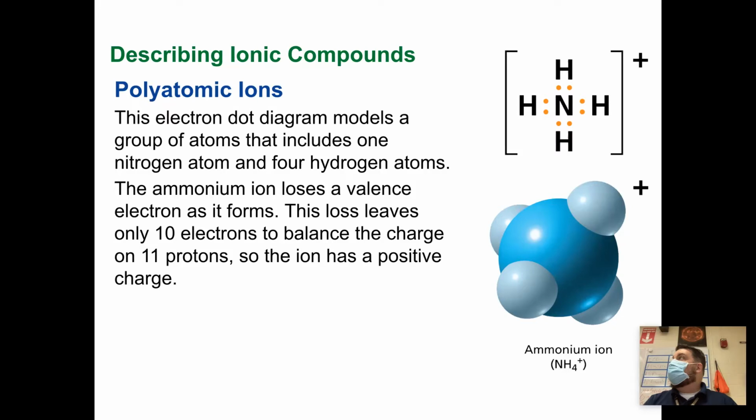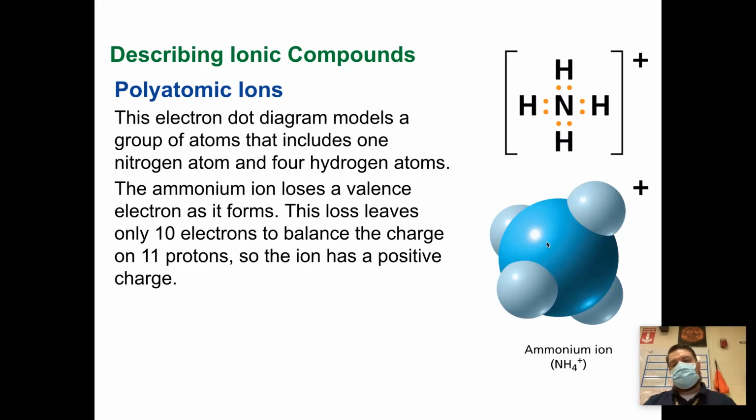So nitrogen is group 14, or no, group 5, actually. Wait, let me think for a second. Group 15, yeah. And anyway, so the ammonium ion includes 1 nitrogen and 4 hydrogen atoms, and then down here we have an ammonium ion, and the ammonium ion loses its valence electron as it forms. This loss leaves only 10 electrons to balance the charge on 11 protons, so the ion has a positive charge.